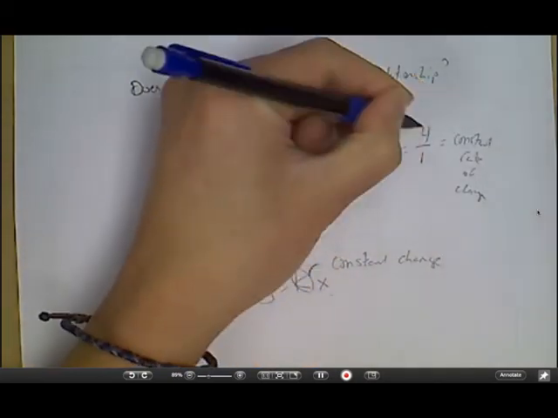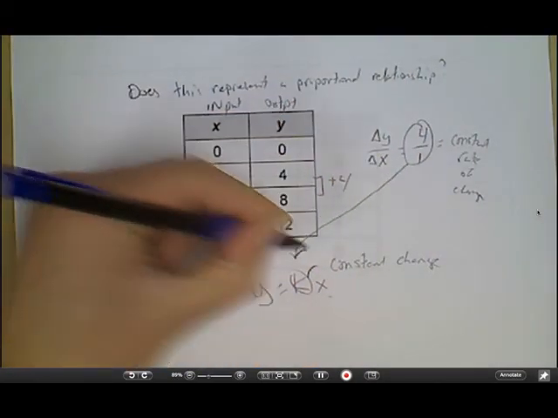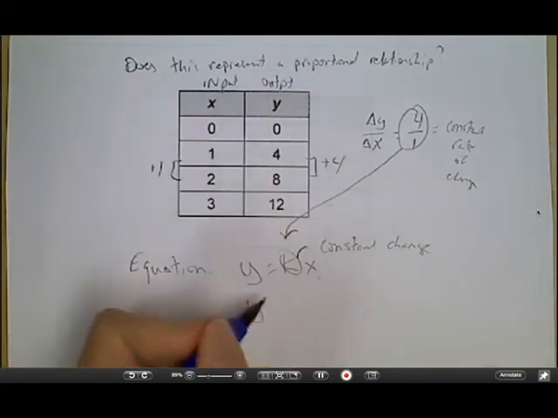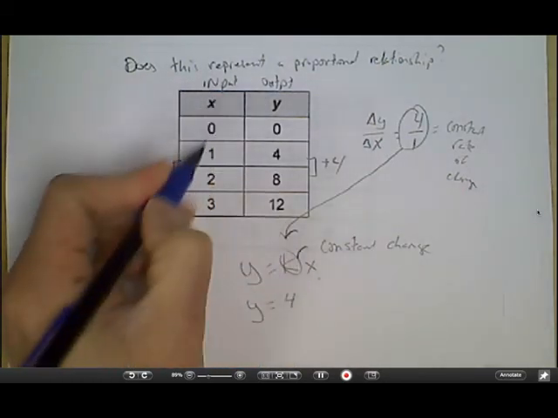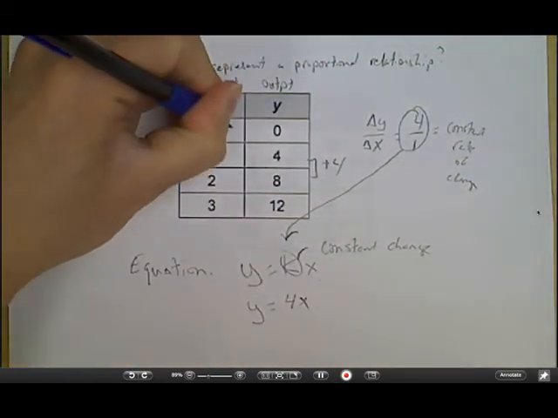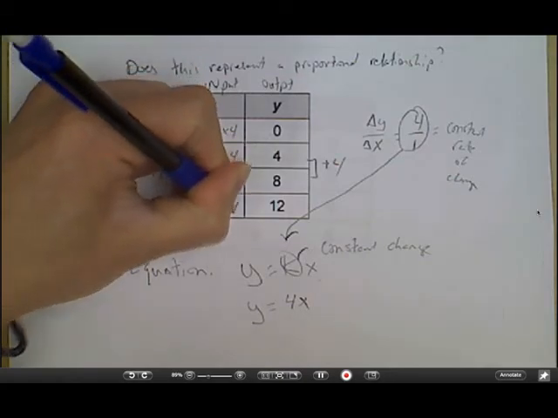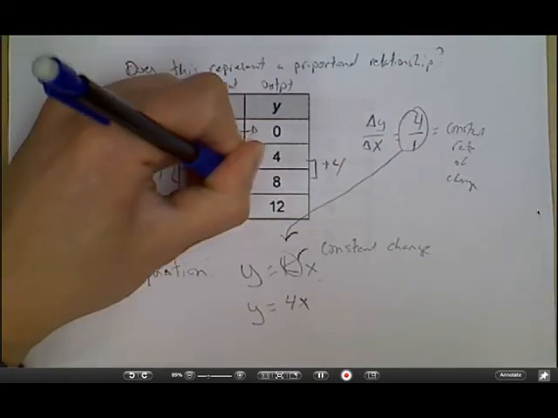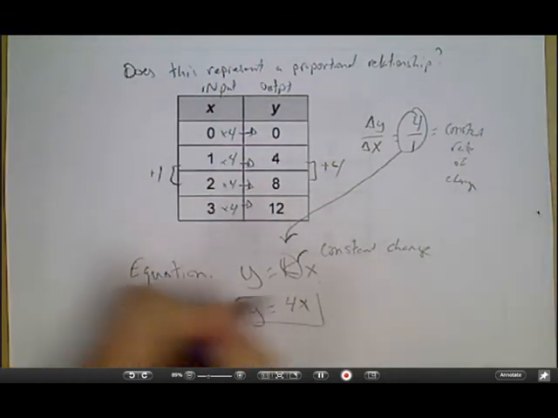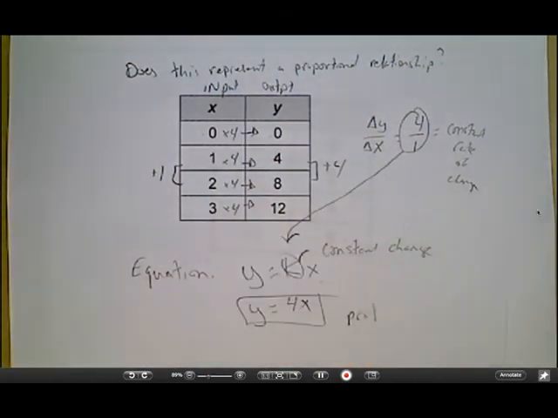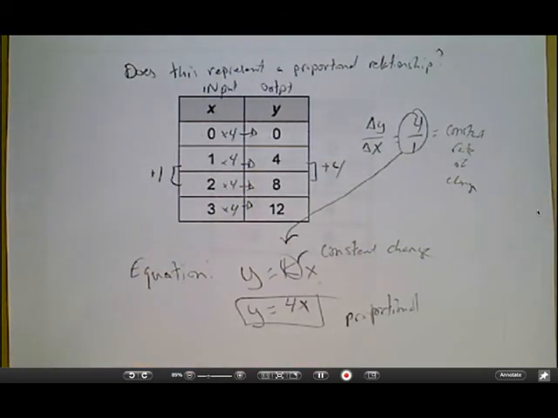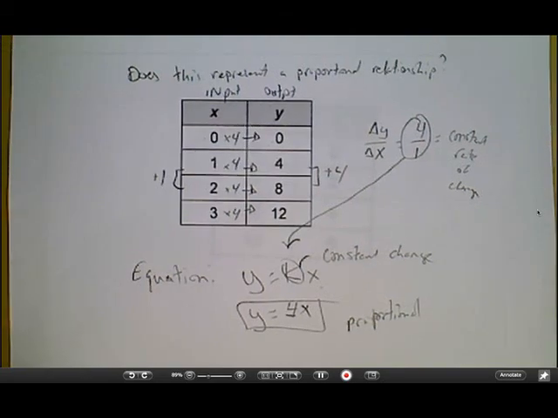Then you just take this constant rate of change and replace your k with that number. So your equation now is y is equal to 4 times x. How do we check our work? We multiply everything in here by 4, and we should get the same output. So 3 times 4 is 12, 2 times 4 is 8. So we know that this is proportional, because we have a constant of multiplying by 4 each time.